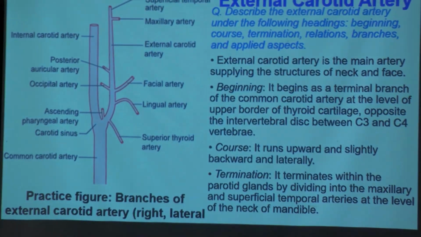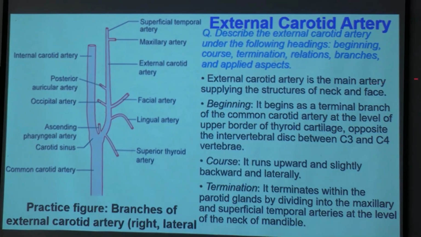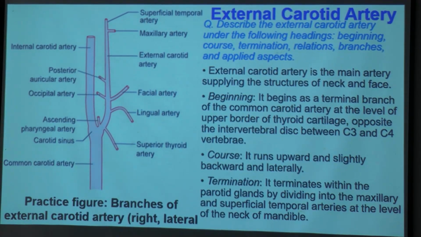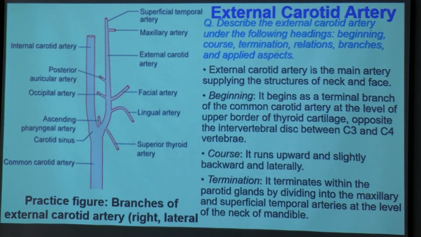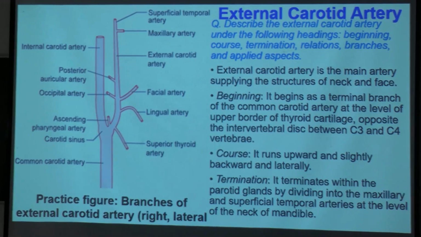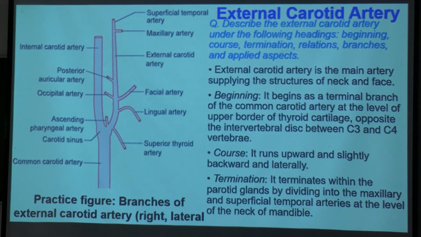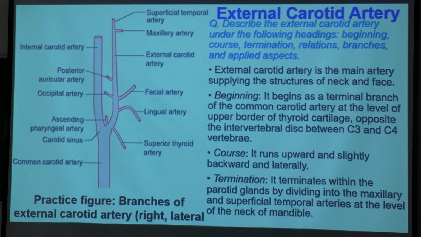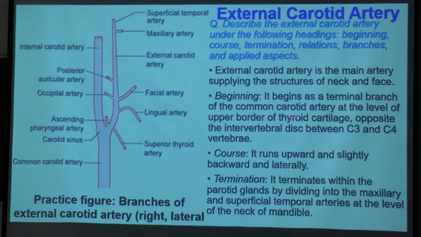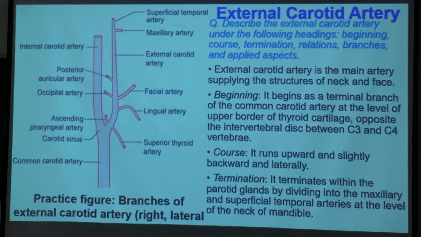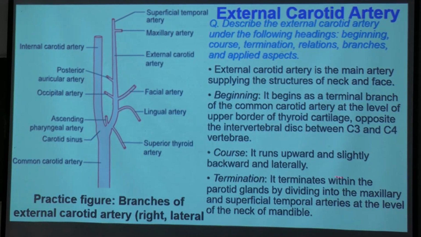So next we go to the external carotid artery. It is the main artery supplying the structures of the neck and face. These large arteries are important for your OSPE; you will be asked related questions on beginning, ending and branches. Beginning: it begins as a terminal branch of the common carotid at the level of the upper border of thyroid cartilage, opposite the intervertebral disc between C3 and C4.